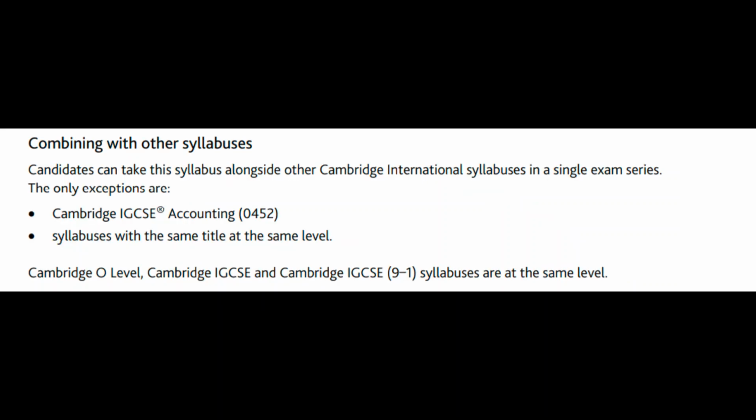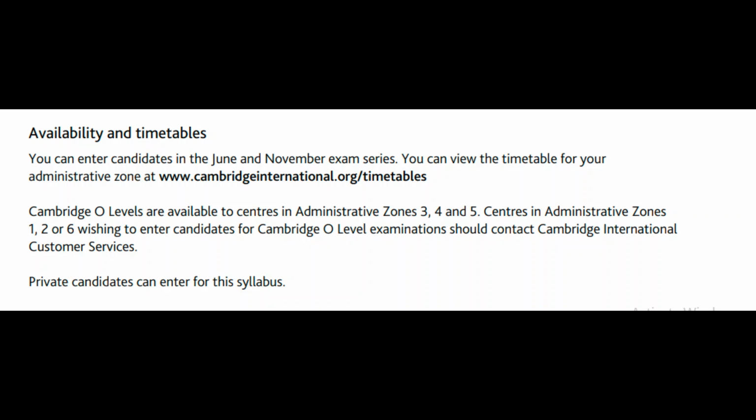Now Cambridge O-level syllabus is actually at the same standard as Cambridge IGCSE. So students of Cambridge O-level and Cambridge IGCSE are going to find this video equally beneficial. When can this examination be taken? The examination is available in June and November, both series, and it can be taken privately too.